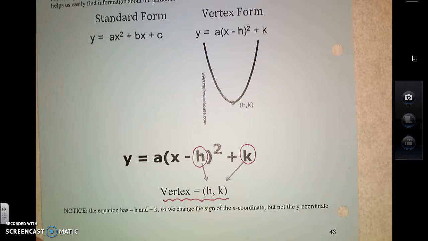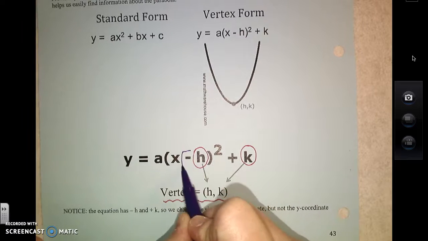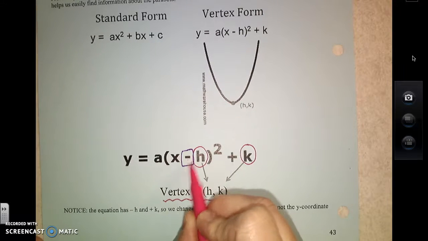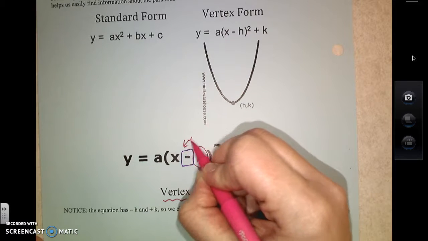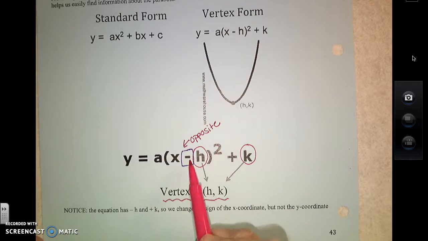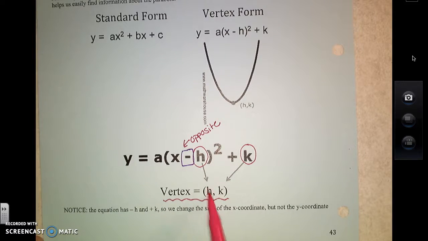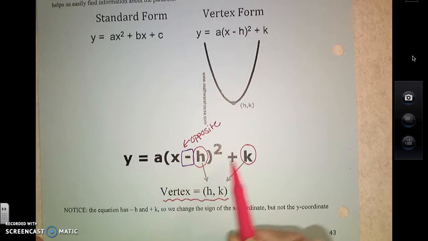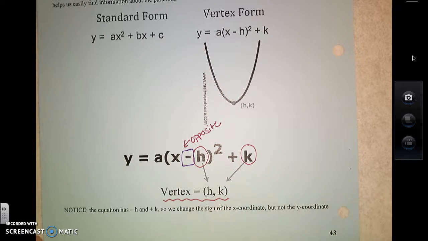One thing I want you to notice right here is that we do have a minus sign in front of the h in our parentheses. That sign is going to be the opposite of the x-coordinate of the vertex. If there's a minus sign there, the x-coordinate will be positive. If there's a plus sign there, then the x-coordinate will be negative. That's the only thing you have to remember, that this coordinate is going to change. Whereas this is plus k, so whatever this says it will be. If this says minus k, then this would be negative. We'll look at some examples of that in just a second.